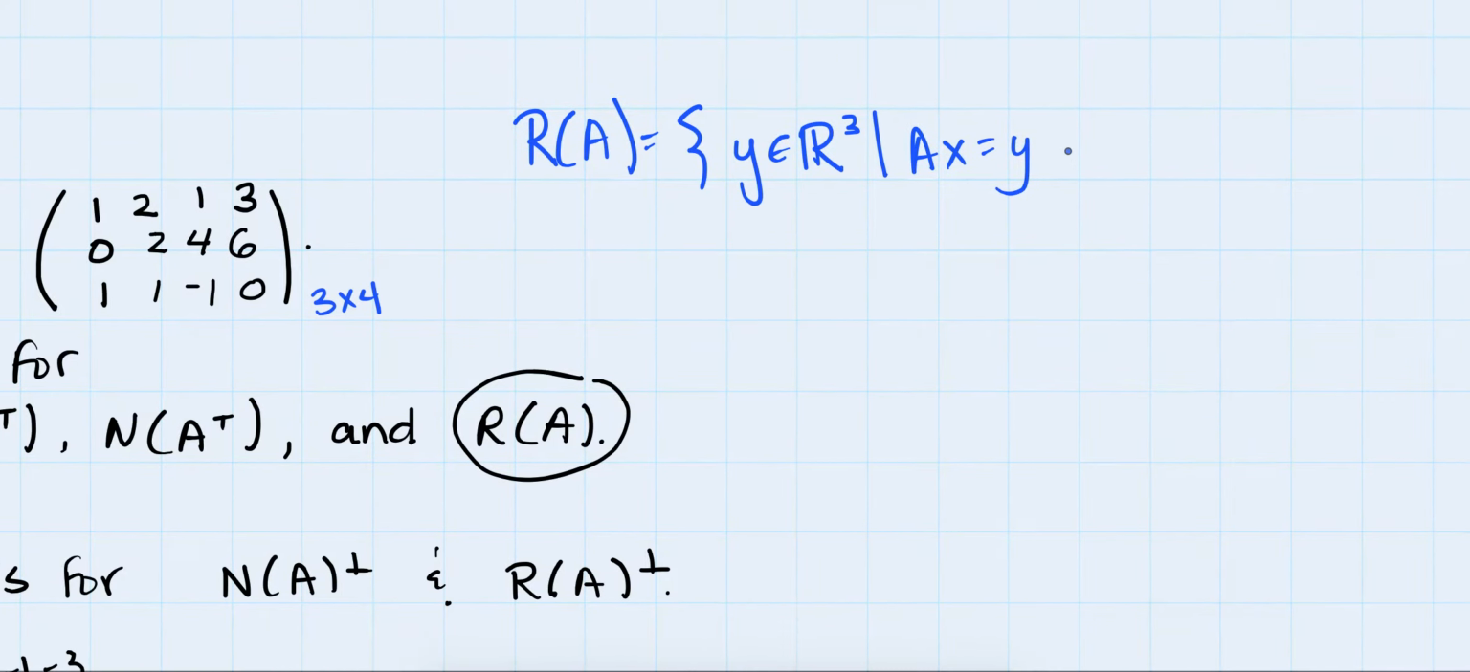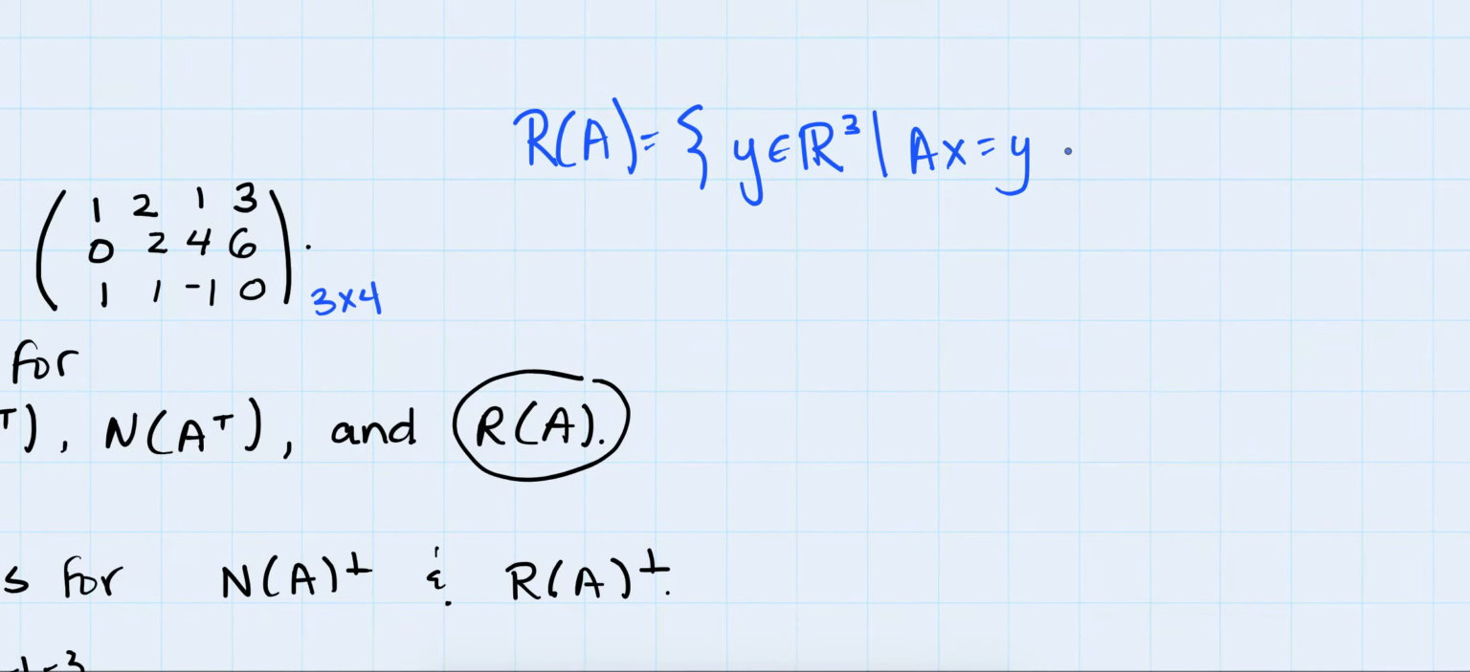Here's a pivot, here's a pivot, and this is in column 1 and column 2. So for the column space, we look at the original matrix, and these two columns, column 1 and column 2, that correspond to the pivots, those are the columns that are a basis for the column space, which is also a basis for the range. So C1 is 1, 0, 1, and C2 is 2, 2, 1.